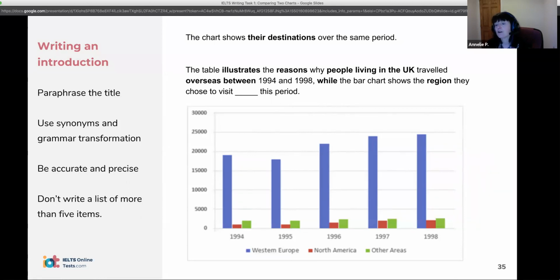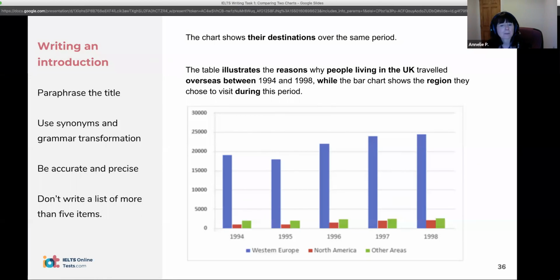Okay, yeah, over or during would work very well. Or within as well, whichever, that's very nice. So during this period. So same information, but we've changed the wording, we've changed the vocabulary, so we're not just repeating what's in the question word.